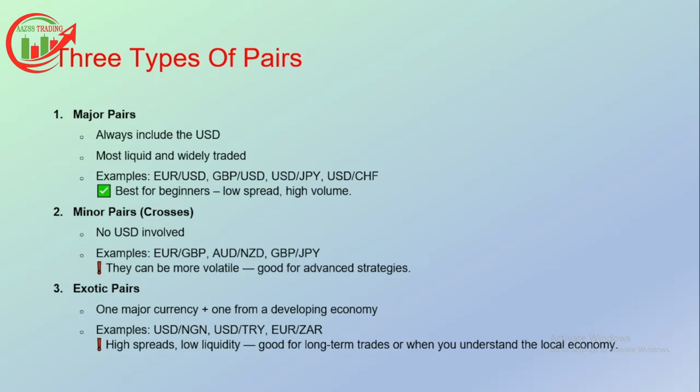So the second type of pair is the minor pair, the crosses, right? No USD involved. Please take note of that. If you can jot that down, jot that. If you can screenshot it, please screenshot it and have it in your archive, right? So minor pairs, there is no USD involved. And a very good example is the EUR/GBP.